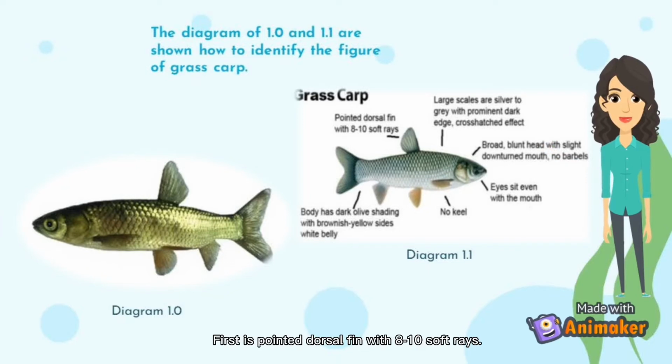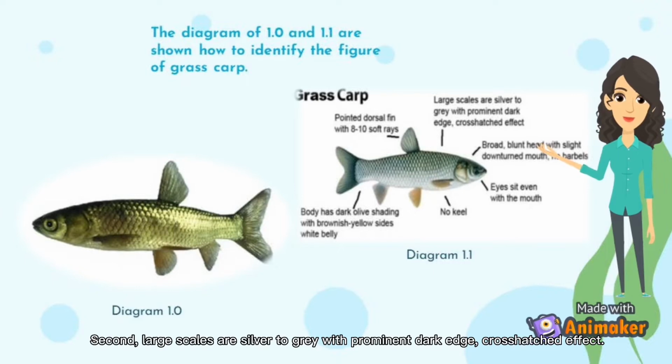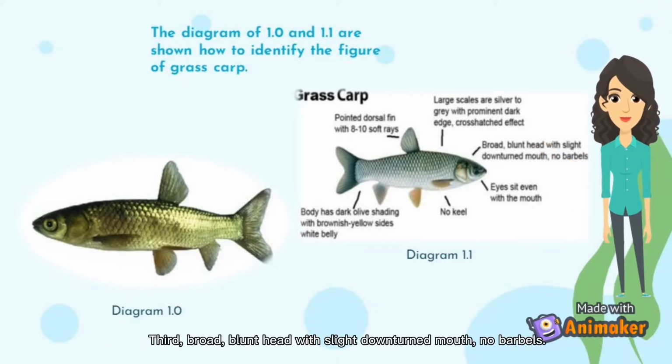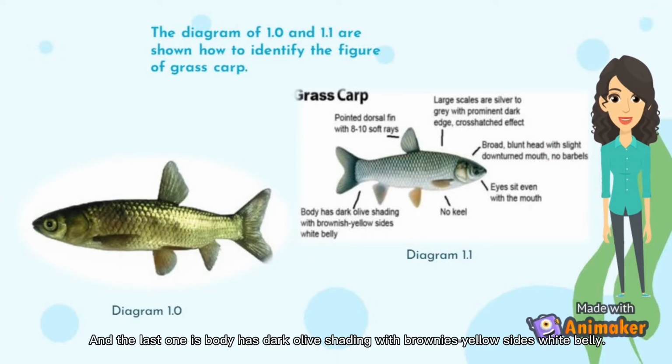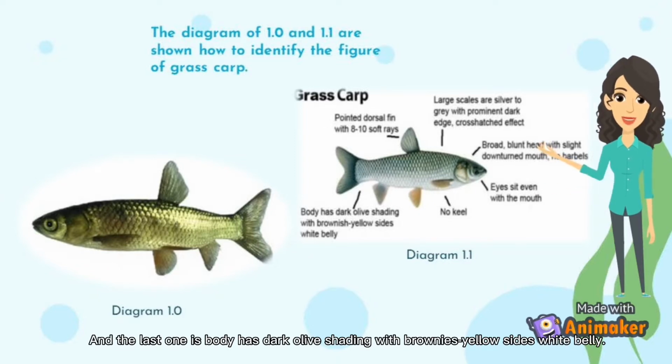First is a pointed dorsal fin with 8 to 10 soft rays. Second, large scales are silver to grey with a prominent dark edge, a cross-hatched effect. Third, a broad blunt head with a slightly downturned mouth, no barbels. Fourth, eyes sit even with the mouth. Fifth, no keel. And the last one is the body has dark olive shading with brownish yellow sides and a white belly.